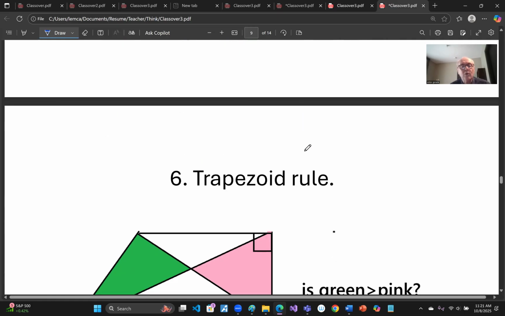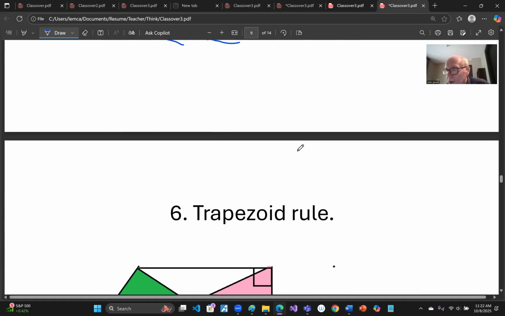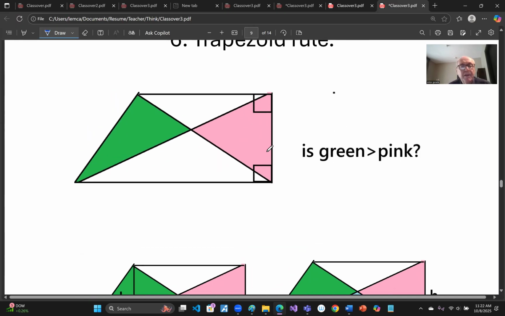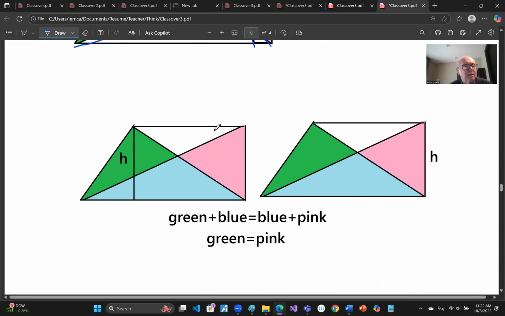Let's go to the last rule which I was going to talk about today. It is the trapezoid rule. We have a right-angled trapezoid and diagonals there. Which area is greater, green or pink? Yes, Minilai? The same. How did you know? Just guessed. But let's see why.